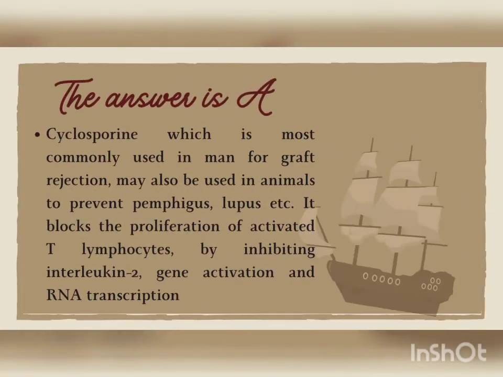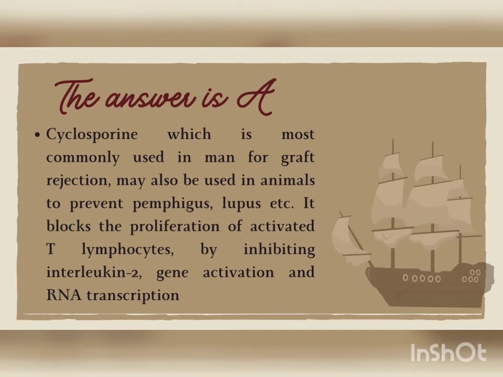The answer is A. Cyclosporin, which is the most commonly used in man for graft rejection, may also be used in animals to prevent pemphigus, lupus, etc. It blocks the proliferation of activated T lymphocytes by inhibiting interleukin 2, gene activation, and RNA transcription.